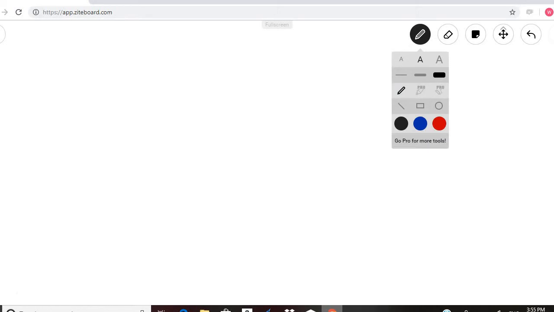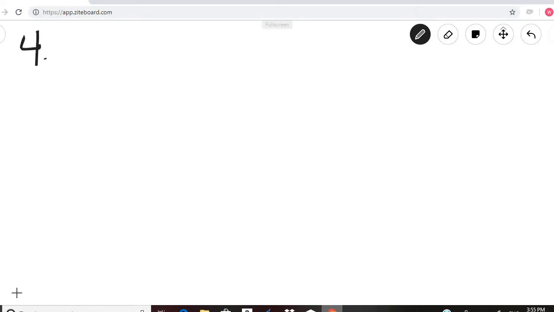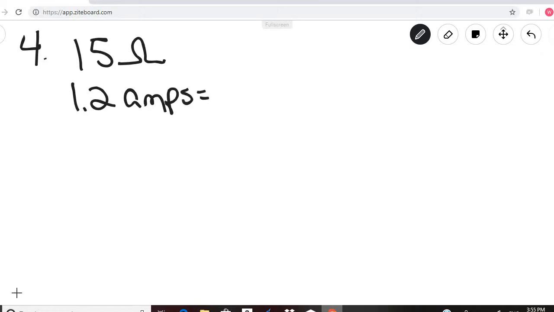Okay, number 4. For number 4, we're told that there's a 15 ohm resistor, and it draws 1.2 amps of current. So that's equal to I. This is equal to R. And the question is how much power?